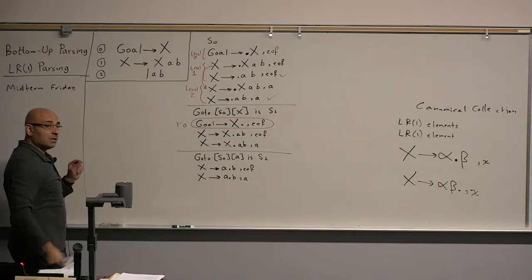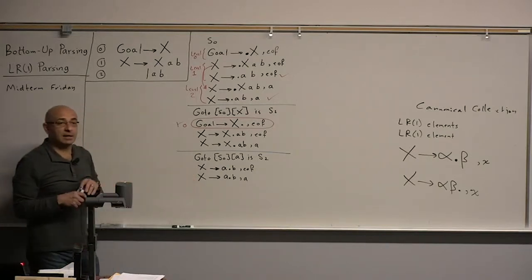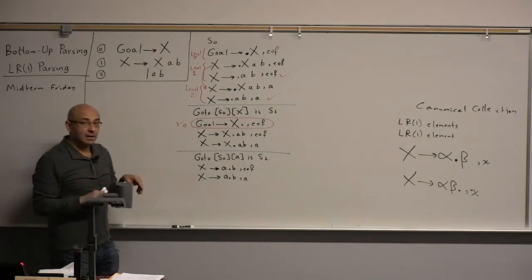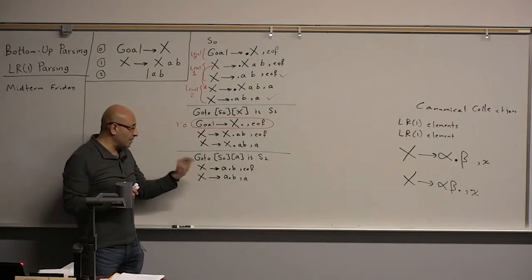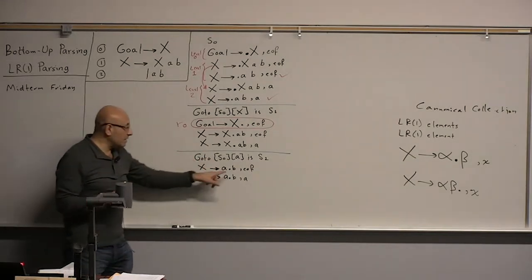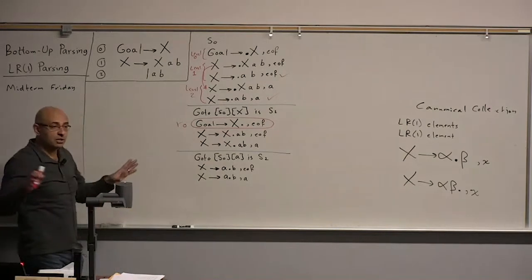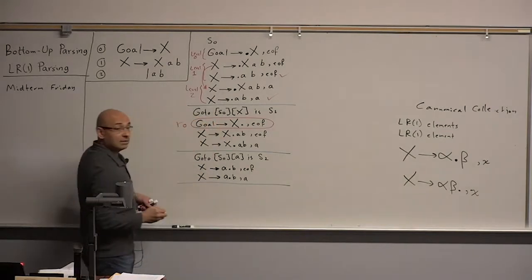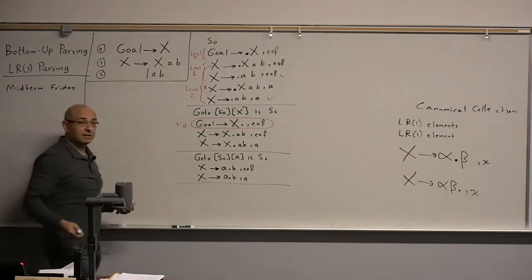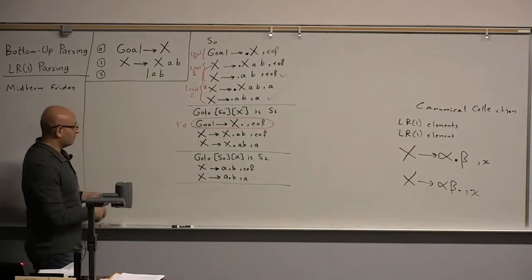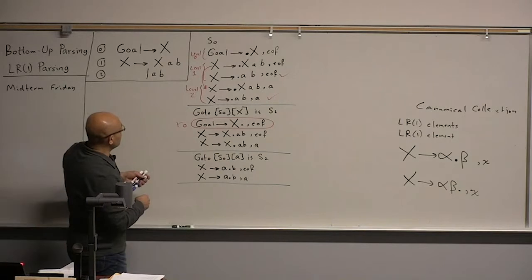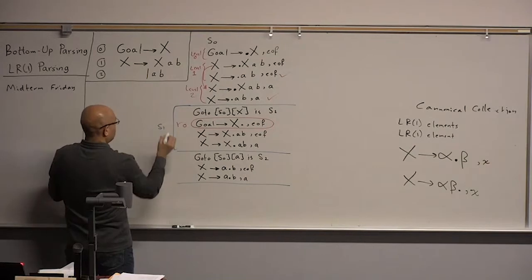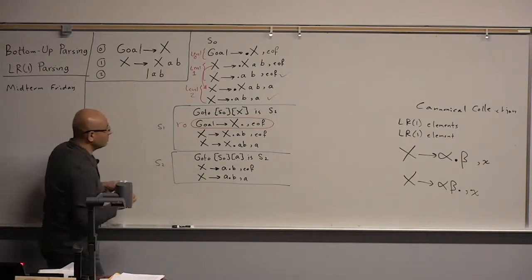Now what's the question that we should be asking now? Closure. Will the closure add anything? No, it will not, because we don't have a non-terminal appearing after a placeholder. Only terminals appear after placeholders here, so the closure will not add anything. Do we have any reductions in this state? No. The placeholder is in the middle, so no reductions. So this is state 0, this is state 1, and this is state 2.